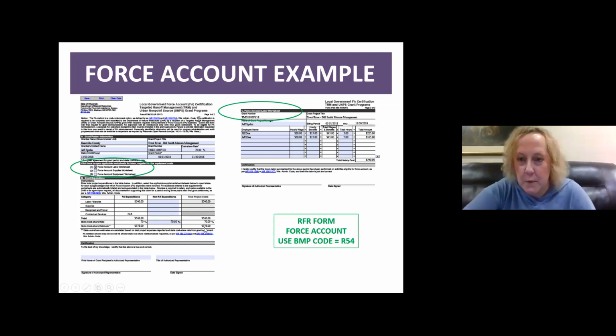And with this example, you can see that they had $540 worth of labor, and applying the 70% cost share rate, that would leave $378 eligible for reimbursement. And here too, you're going to want to reflect the force account funds on your reimbursement form and use BMP code R54.